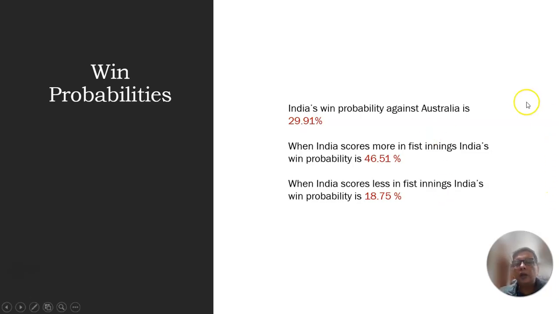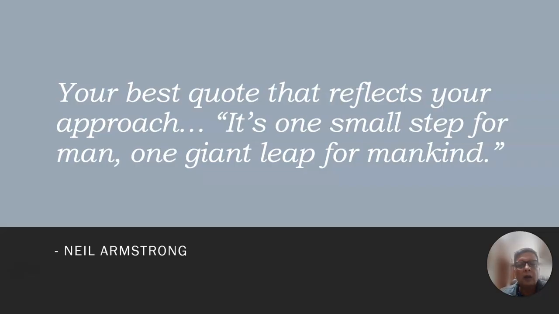India's win probability against Australia is overall 29.91%. When India scores more in first innings, India's win probability increases to 46.51%, still less than 50%, but it's high. And when India scores less in first innings, India's win probability is 18.75%. I think India has completed its first innings, and let's see whether this statement holds correct or not. Thank you.